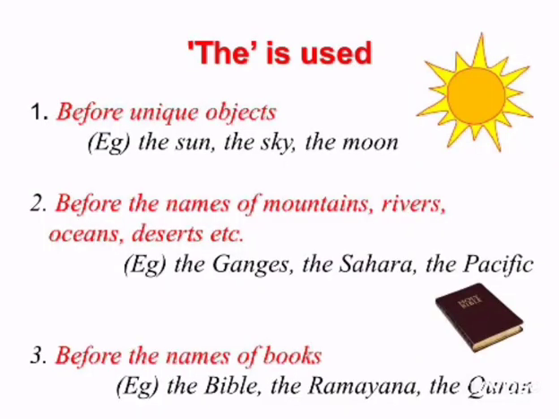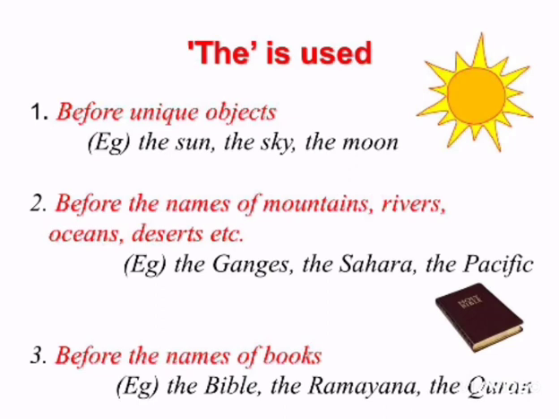Okay, now the usages. "The" is used, number one, before unique objects. For example, the sun, the sky, the moon. Number two, before the names of mountains, rivers, oceans and deserts. For example, the Ganges, the Sahara, the Pacific: the Ganges River, the Sahara Desert and the Pacific Ocean. Number three, before the names of books. For example, the Bible, the Ramayana, the Quran. Okay, so 1, 2, 3.